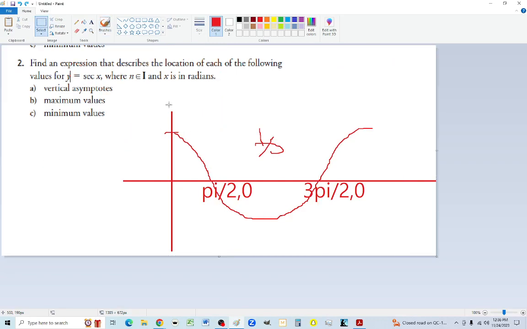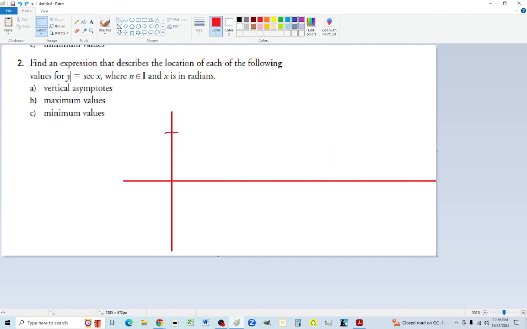If you look at cotangent, tangent is sine over cosine. So cotangent is going to be cosine over sine. The only time we're going to have a vertical asymptote is when this value is 0. So we need to find when sine of whatever is 0.